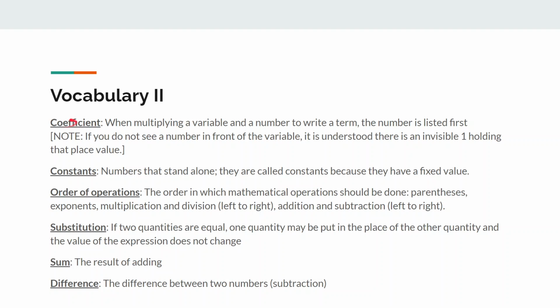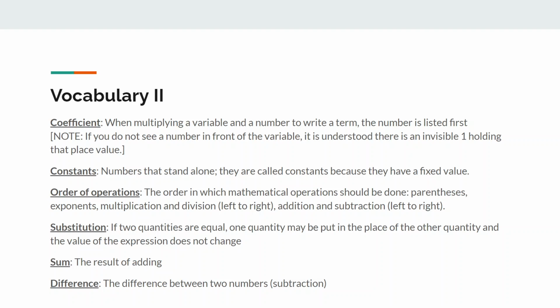It's very important that if you do not see a number in front of the variable, it does have a coefficient. It's just that the coefficient is the number 1. We call it the understood 1. It's invisible. We don't write it because we're all very lazy and we don't want to write a 1 if everybody just knows there's a 1. So make sure that you understand that if you just see an x, it's really 1x.